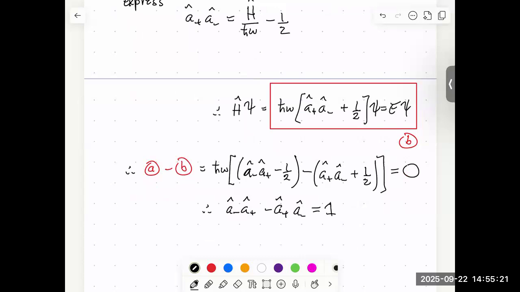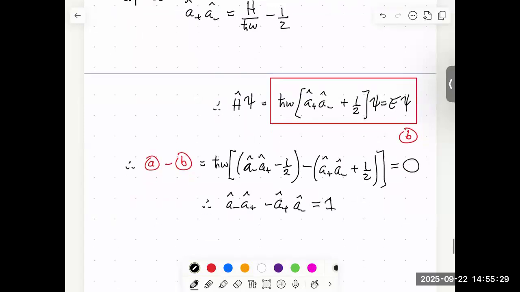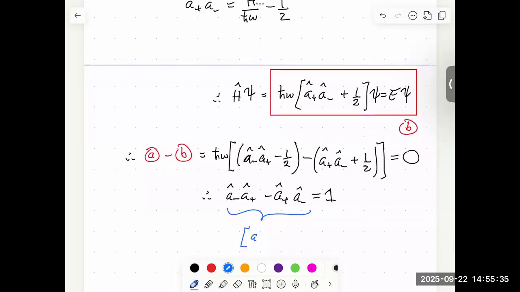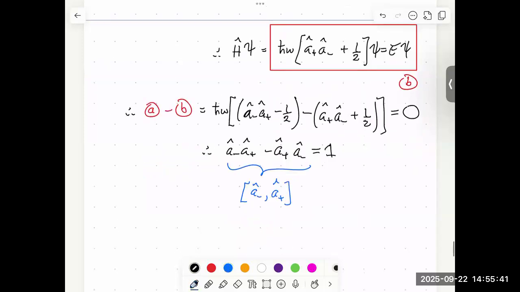But what is this thing? Did we just define some new stuff? It's a commutator. That's exactly what it is. So this is the commutator of a-minus and a-plus. And so therefore, we have another commutator relation. This one's equal to 1.